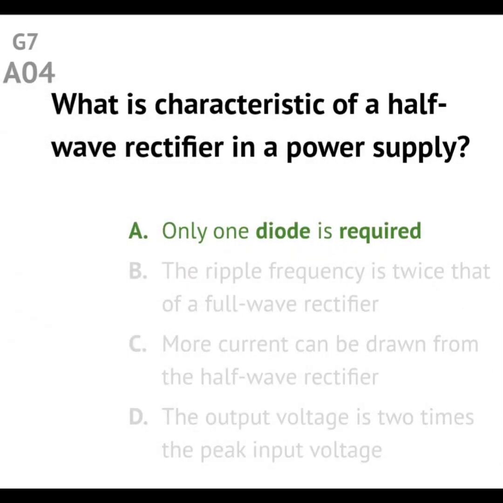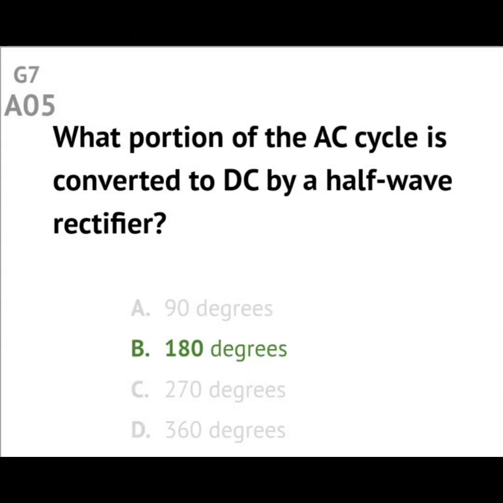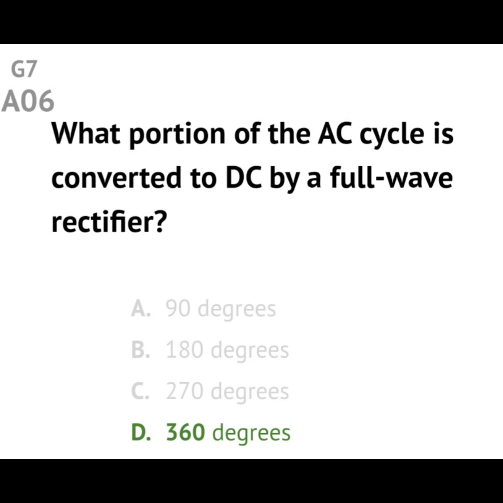Question G7A04. What is characteristic of a half-wave rectifier in a power supply? Answer. Only one diode is required. Question G7A05. What portion of the AC cycle is converted to DC by a half-wave rectifier? Answer. 180 degrees.